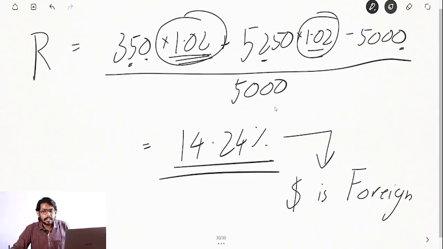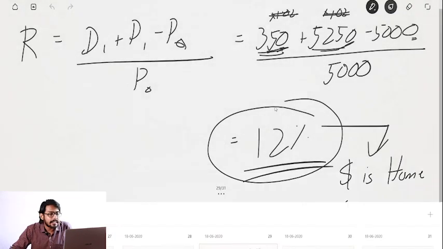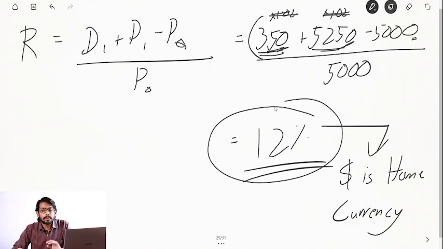Now, there is another answer that I see in the textbook rather. They take this entire thing and multiply by 2%. I think they get 12.24. Okay, they multiply the entire thing, 350 plus 5250 minus 5000. The entire thing is multiplied by 1.02, which I believe is a wrong answer.